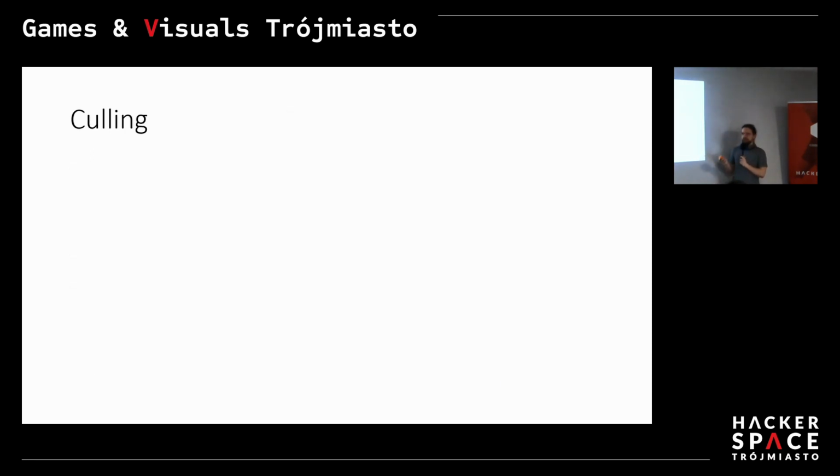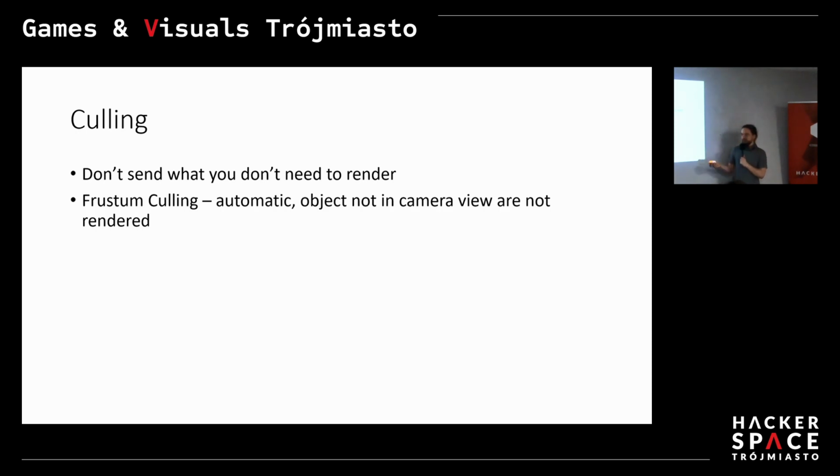Another way to optimize is culling. Basically, you don't need to render every object. Often you can help the GPU ignore some of the objects that the player doesn't see. The most common one is frustum culling, because the camera has a view frustum, and engines do that automatically. They don't pass to the graphics card whatever is behind the player.